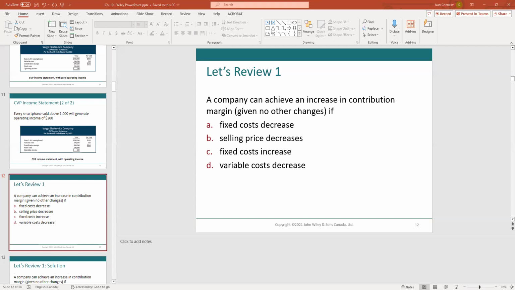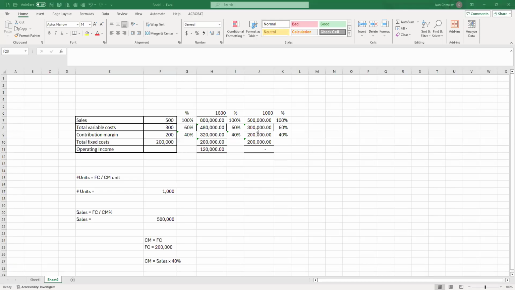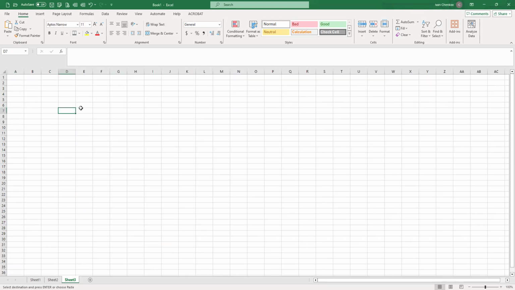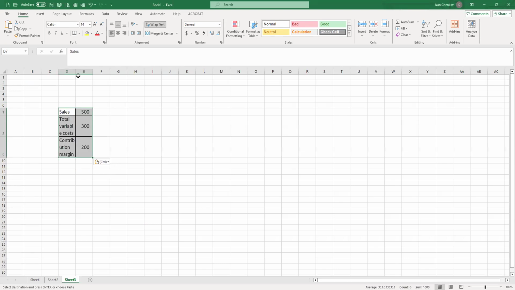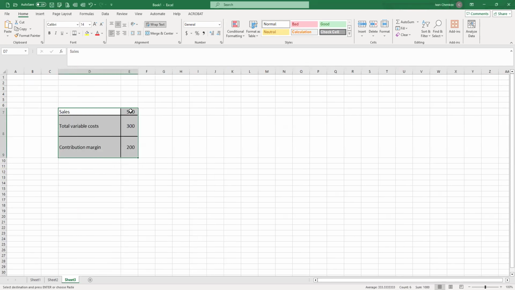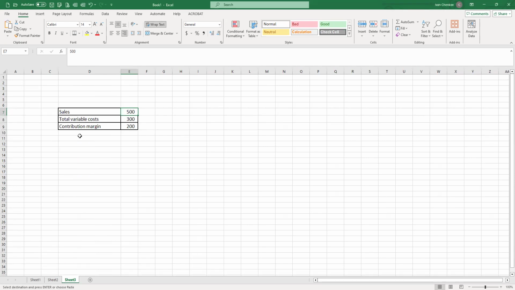If you don't understand it, if you cannot process it, play with the numbers. Get this calculation here, which is the one that we need. I need to play with that calculation. So I have my sales, my variable cost, and my contribution margin, right? The contribution margin is sales minus the variable cost.